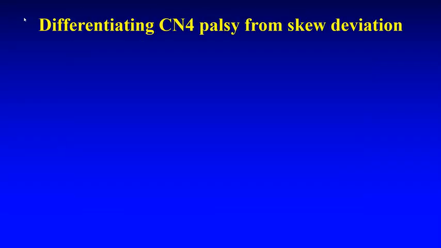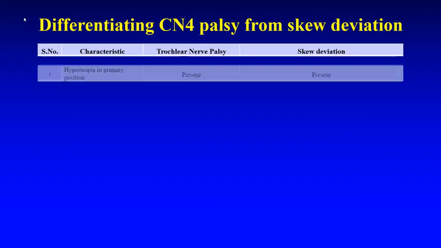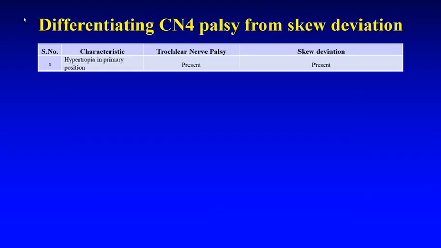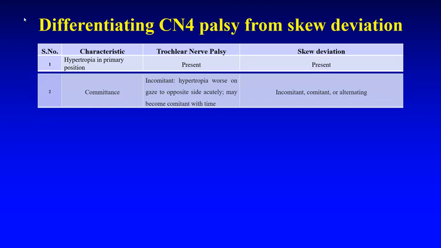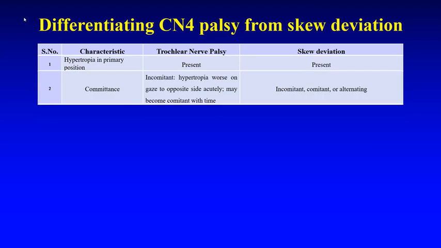So differentiating fourth cranial nerve palsy from skew deviation, hypertropia in primary gaze is present in both trochlear nerve palsy and skew deviation. Comitance: the fourth cranial nerve palsy is incomitant. Hypertropia is worse on gaze to the opposite side, and acutely may become comitant with time. In skew deviation, it may be incomitant, comitant, or alternating.